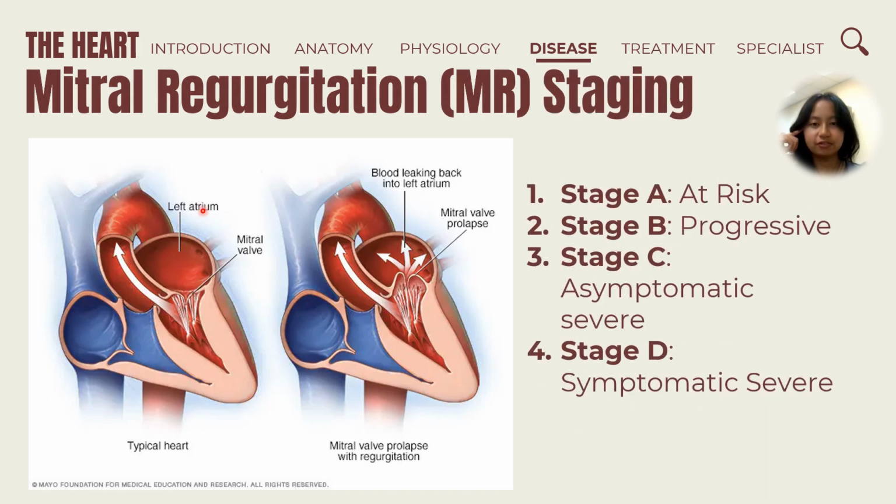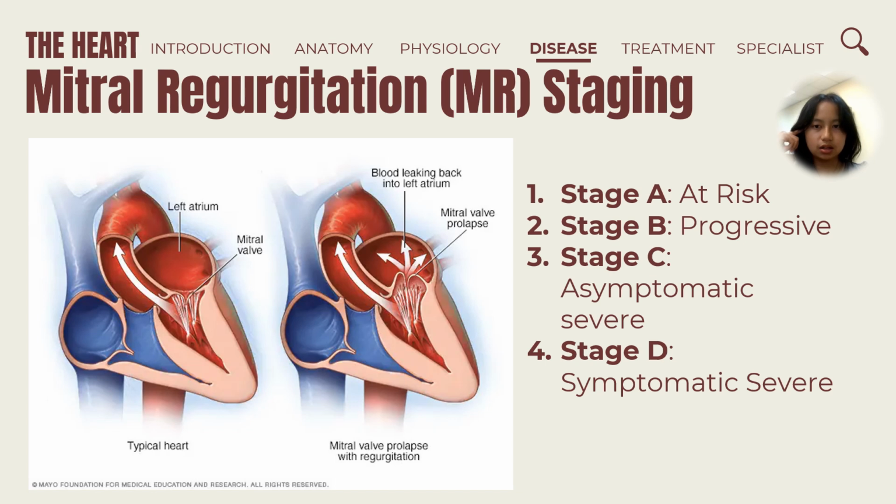Heart valve disease is staged into four basic groups: stage A, stage B, stage C, and stage D. Stage A is at risk, where the risk factors for heart valve disease are present. Then moving on to stage B, which is the progressive stage. This is where the valve disease is mild or moderate. There are no heart valve symptoms.